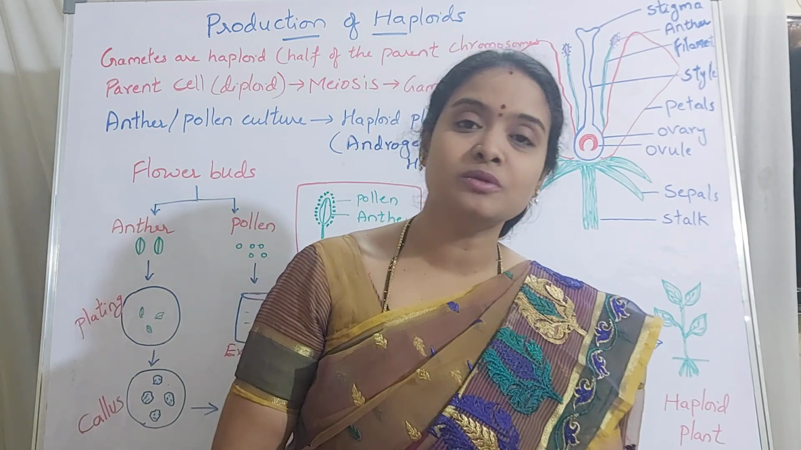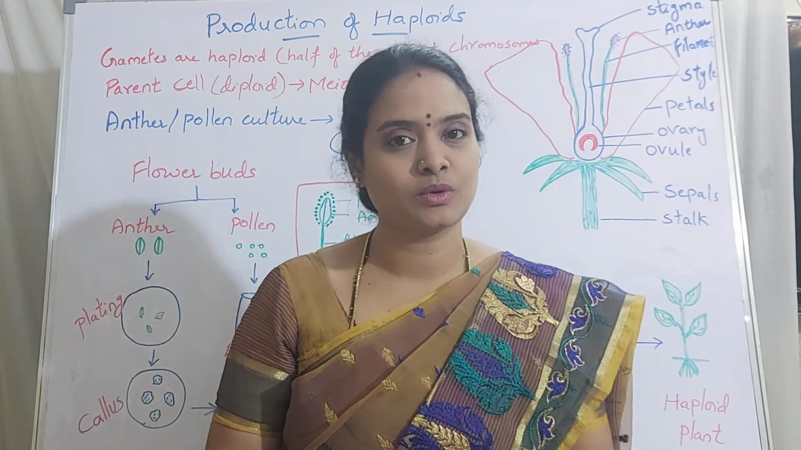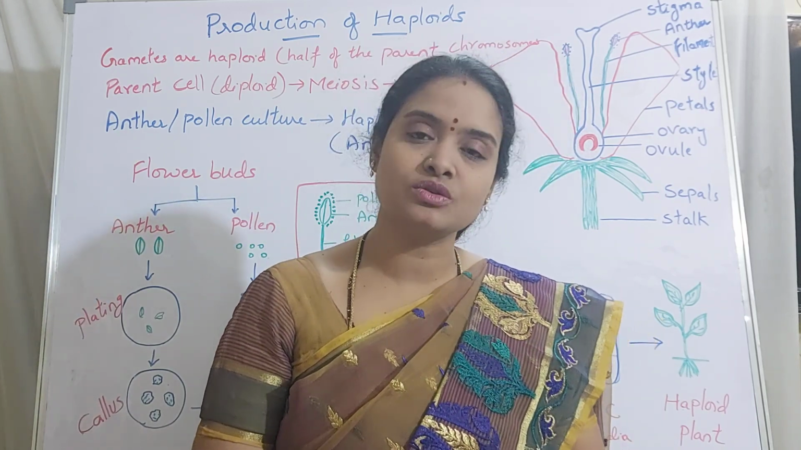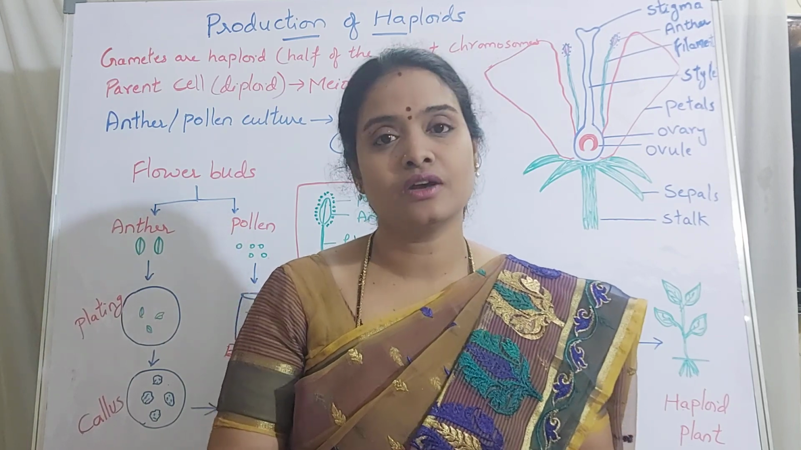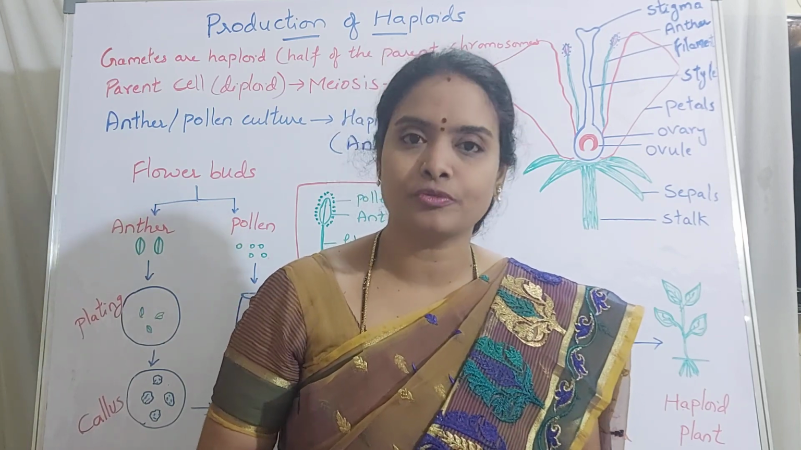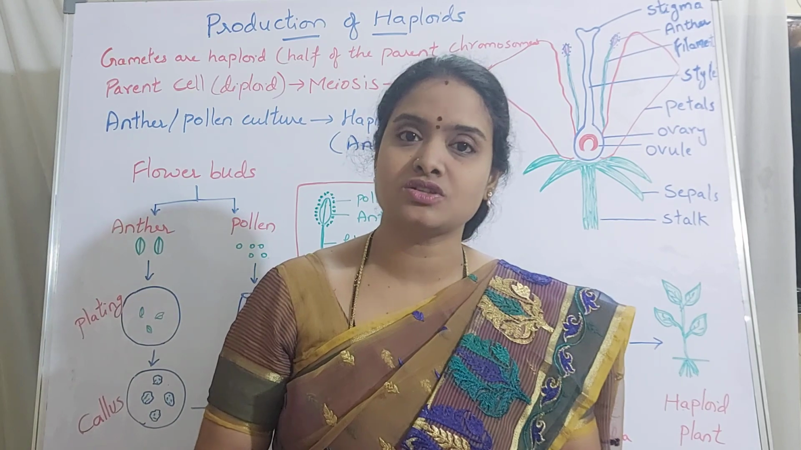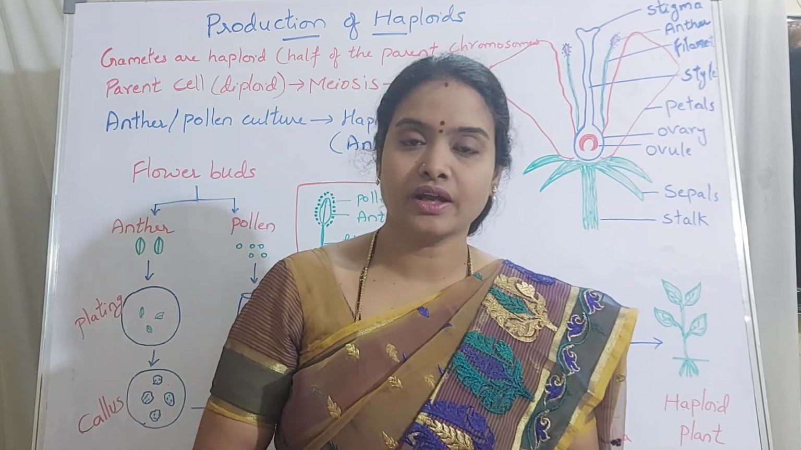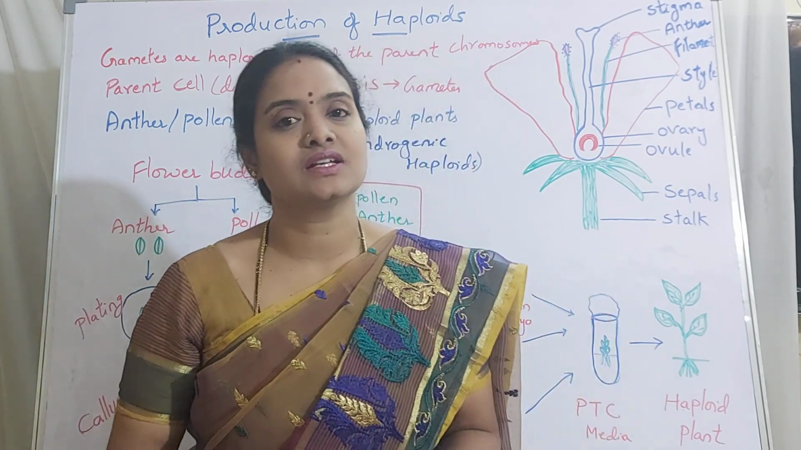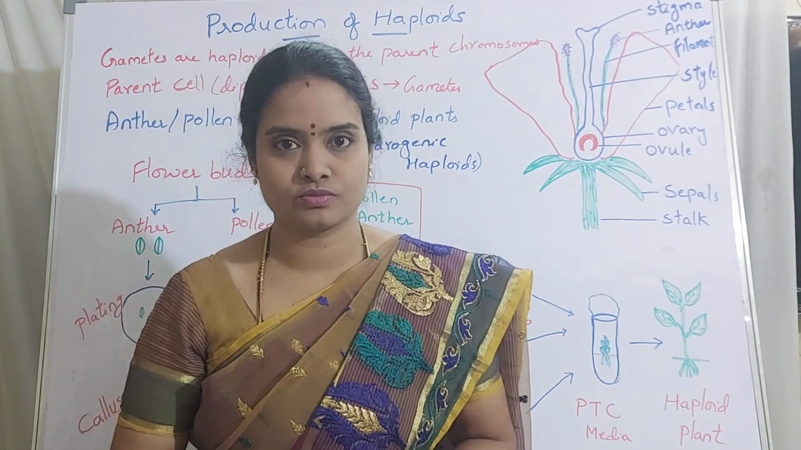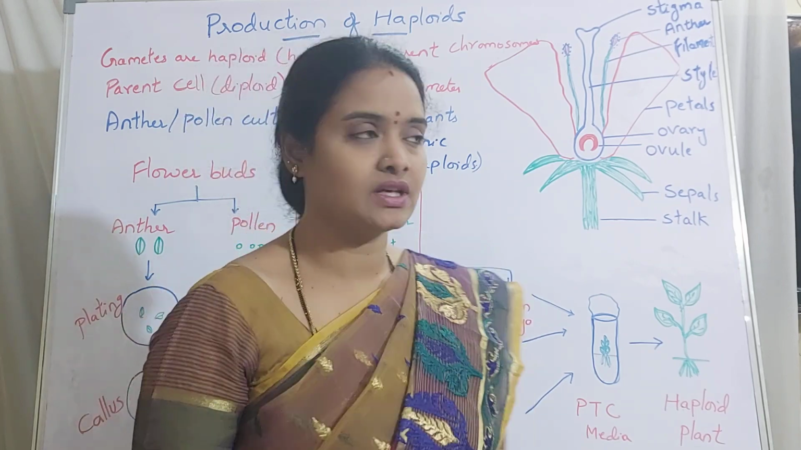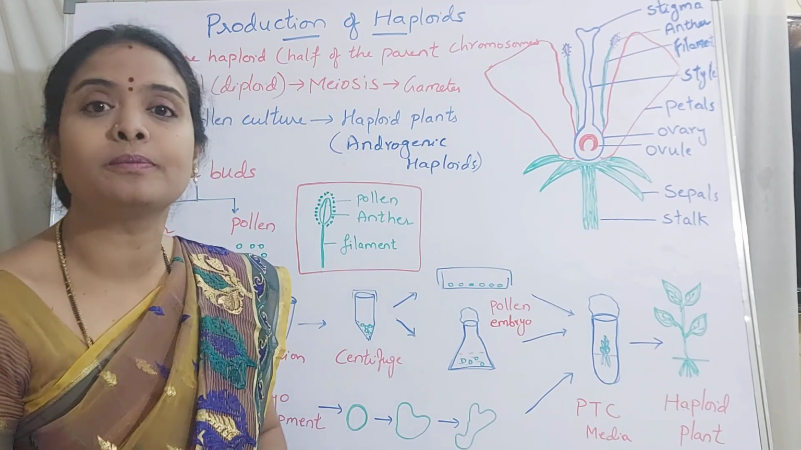So till now in Plant Biotechnology we have discussed the plants which are introduced with a gene of interest, and we have produced clones of plants by micropropagation, which are all diploid, right? Diploid means they consist of two sets of chromosomes. Today we will discuss the production of haploid plants, right?